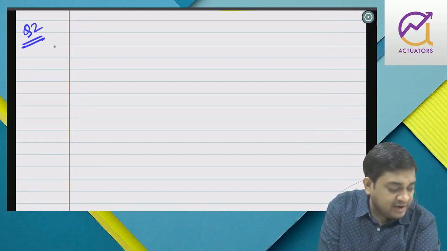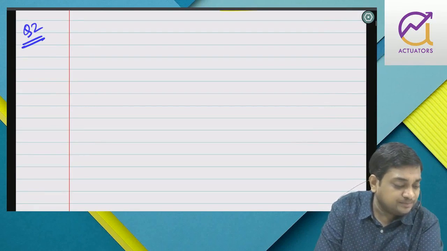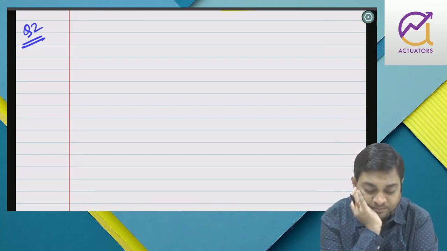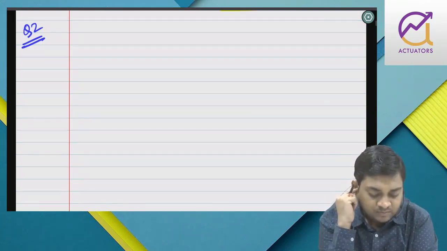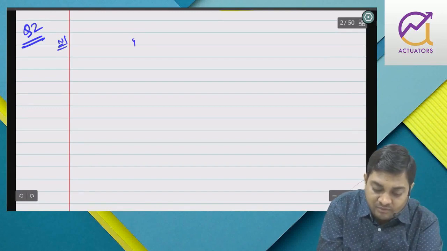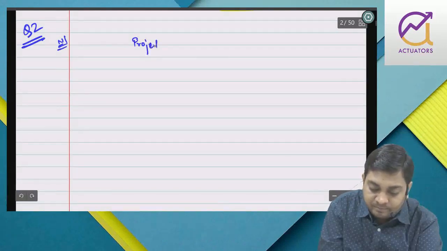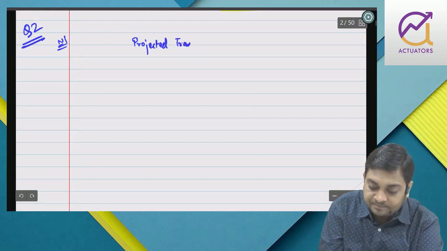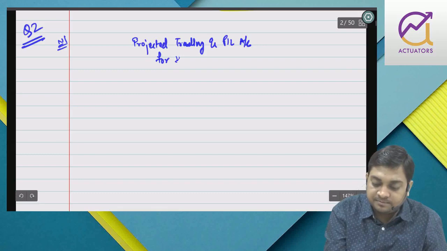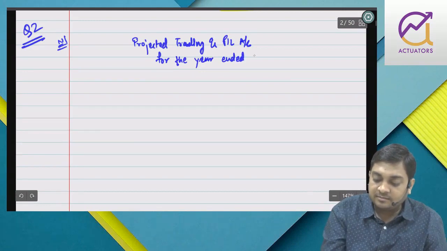First of all, they have told us to draft a balance sheet. Okay, fine. That balance sheet I can draft, but I have to find out the net profit for the year, because net profit will be added to the capital, and accordingly we'll get the closing capital. So note number 1, we have to prepare projected trading and P&L account for the year ended 31st March.